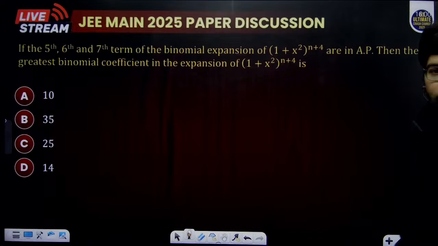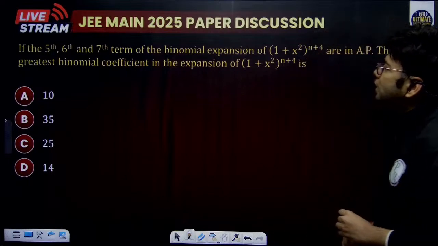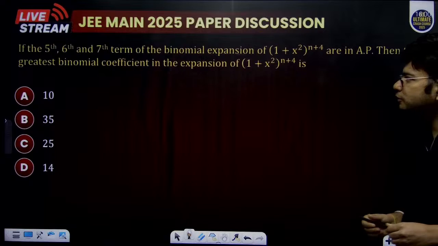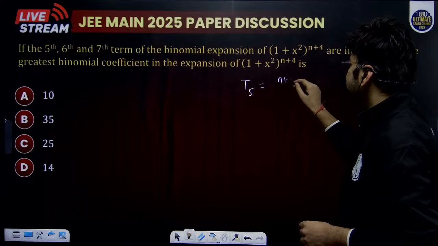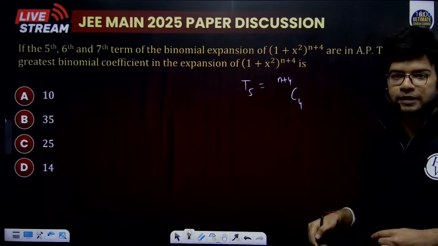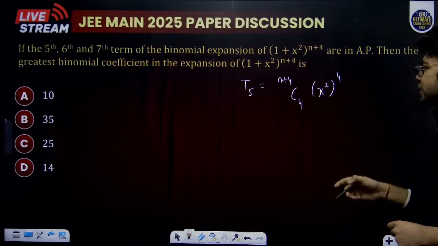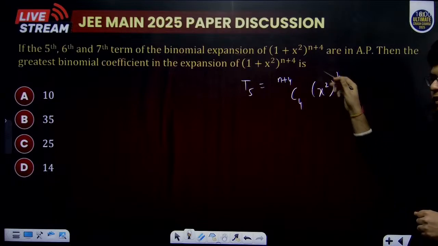So a very straightforward question which we often take, you can find it in the modules also, you can also see these types of questions in previous UIQs. (1 + x^2)^(n+4): the fifth term, sixth term and seventh term are given in AP. So if I write the fifth term, it will be n+4 C 4, and you will get x^2 raised to the power 4, which is meaningless. We'll be talking here about coefficients only. So this part can be excluded.